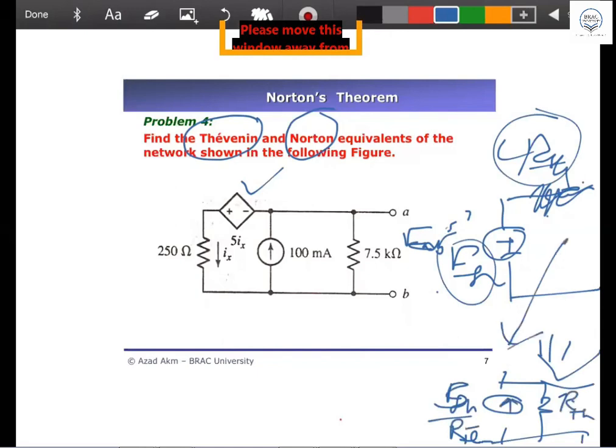That's why I show you there in this question that Thevenin equivalent. If you ask Norton also, you can do it. Now, can you solve this problem exactly the same way?